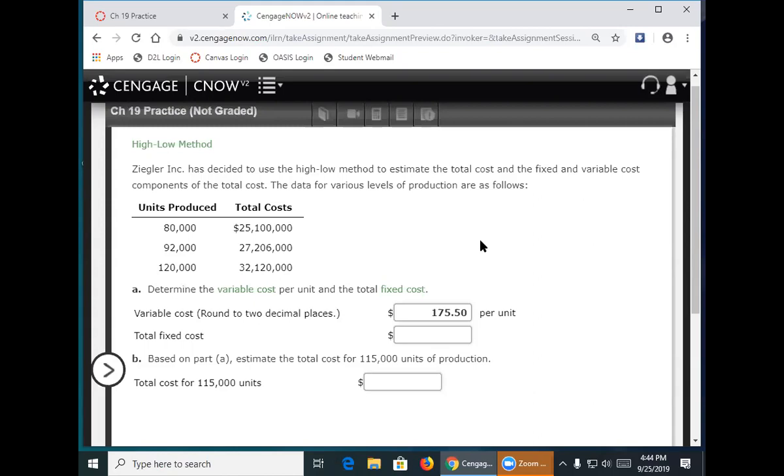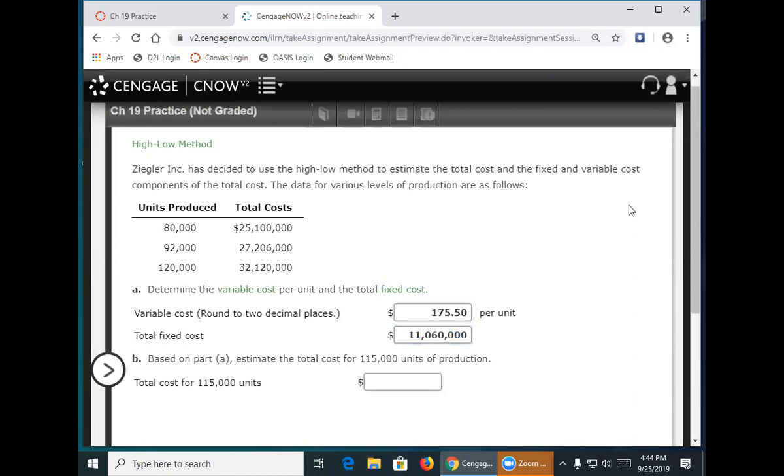And you're right, it's 11,060,000 equals our fixed costs. So our total fixed cost, 11,060,000. Well, then we have a cost formula, don't we?